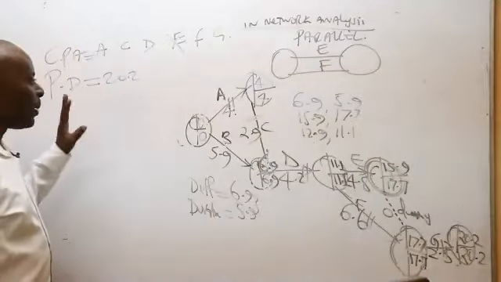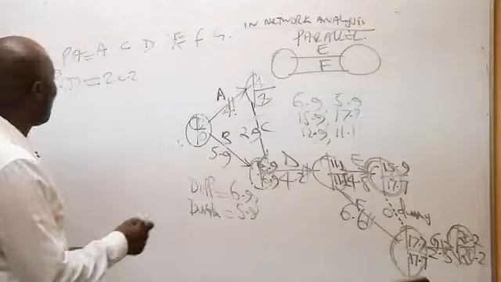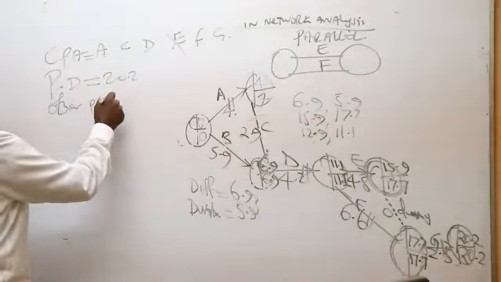So we have got two paths. Are they two or more actually? We shall pick the critical one. This is the critical path. What about the other paths?